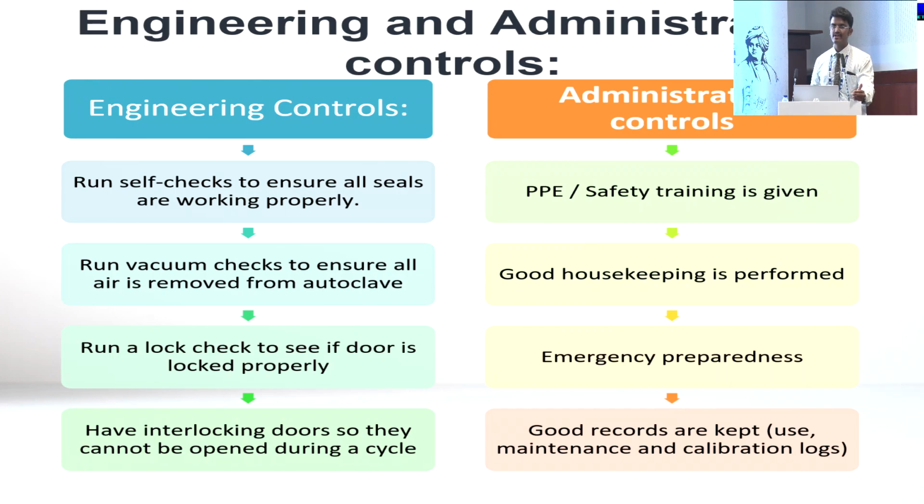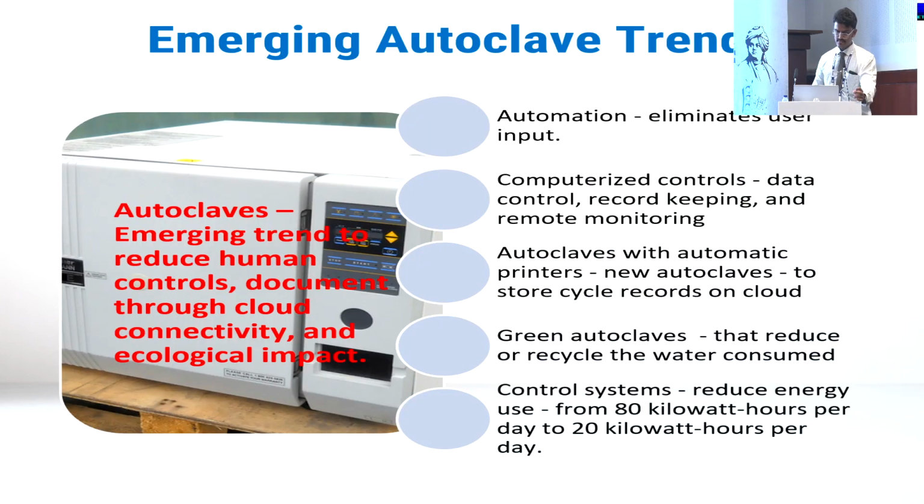Let's say it malfunctions or it doesn't work one fine day when you have 10 patients lined up in your OT the next day. So how do you go about it? These are the two important aspects that you need to look into. Next, the emerging trend is to reduce the human aspect and bring about more automation, so that the chance of error from human intervention is much lesser.